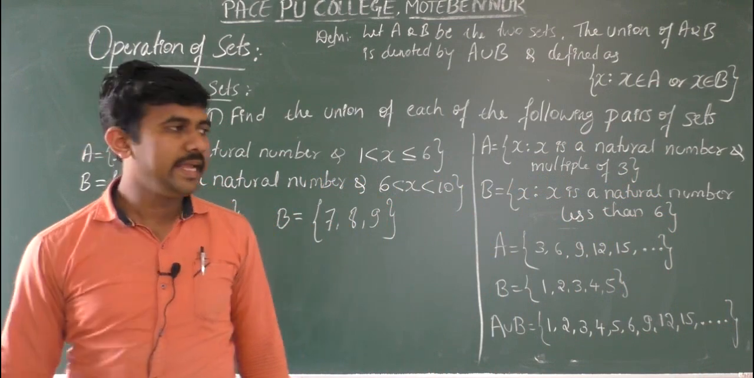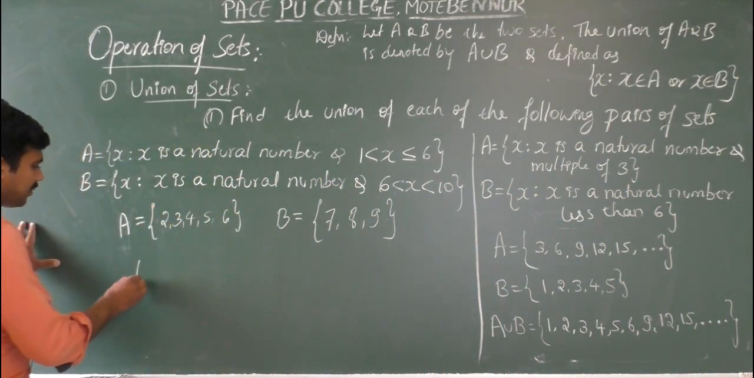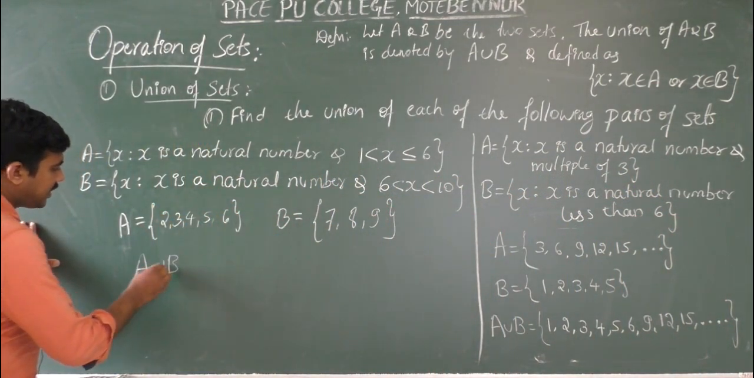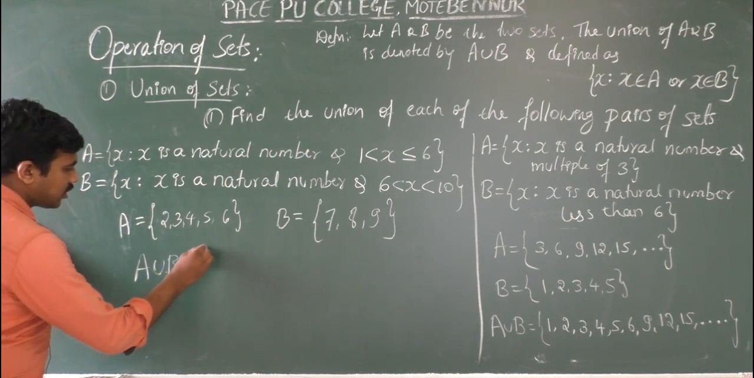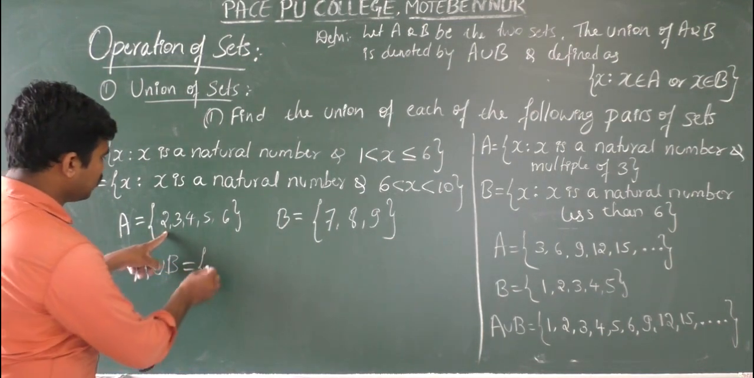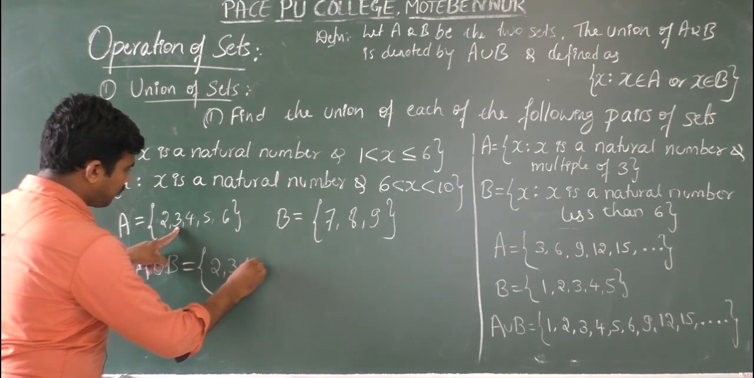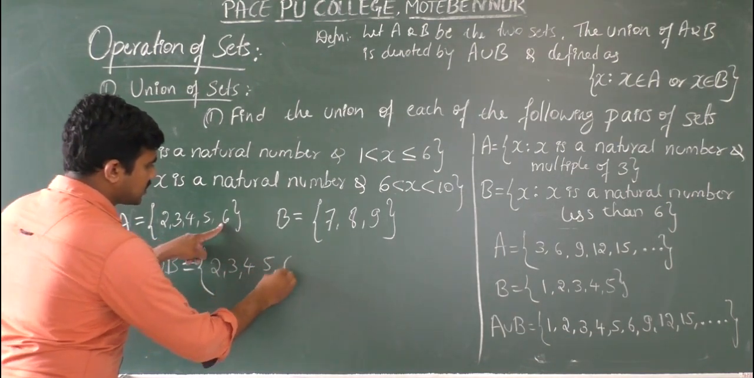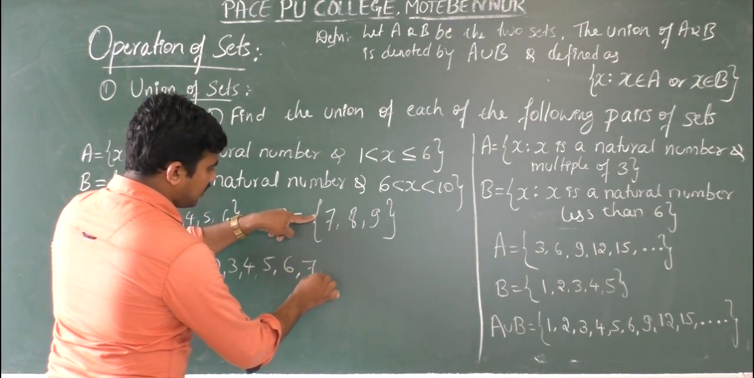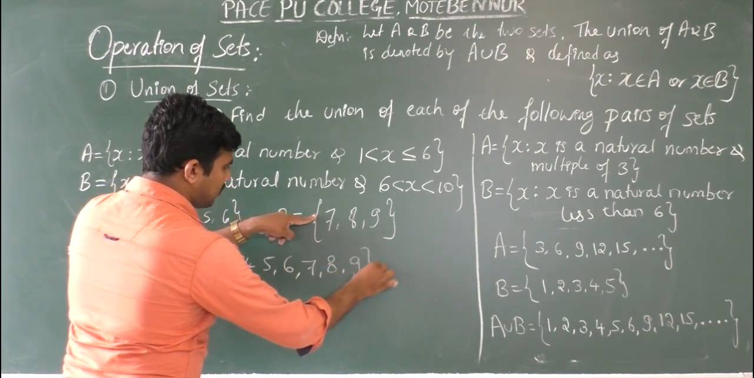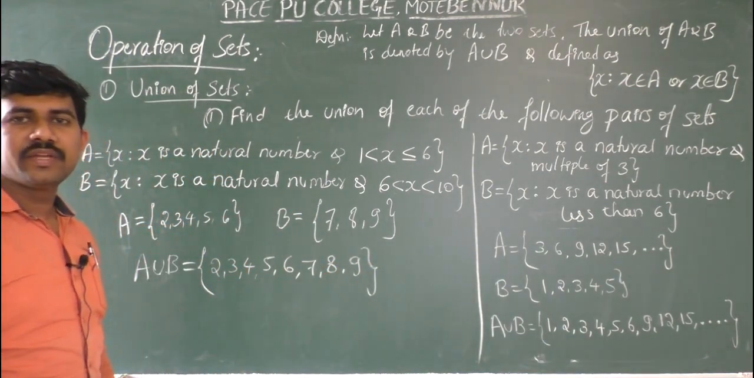Now write A union B. What is A union B? A union B is equal to, collect all the elements, that is 2, 3, 4, 5, 6, 7, 8, 9. Okay, this is A union B.